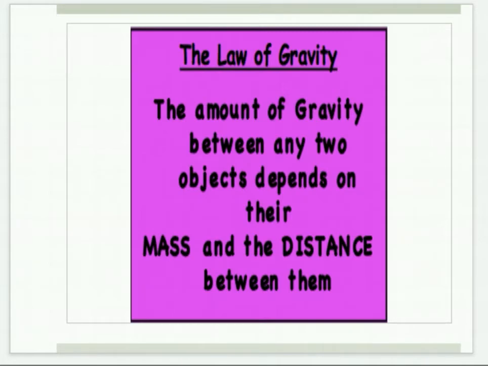The law of gravity again, just to review: the amount of gravity between any two objects depends on their mass and the distance between them. The greater the mass, the greater the gravity. The greater the distance, the less the gravity. The closer two objects are together, the greater the gravity. The farther apart they are, the less gravity there is.